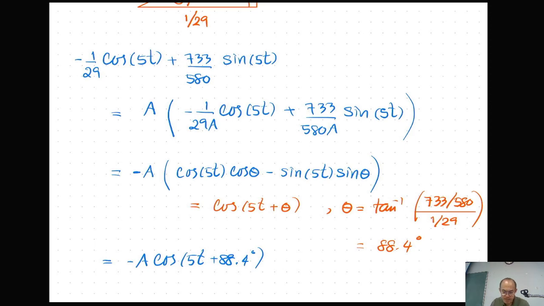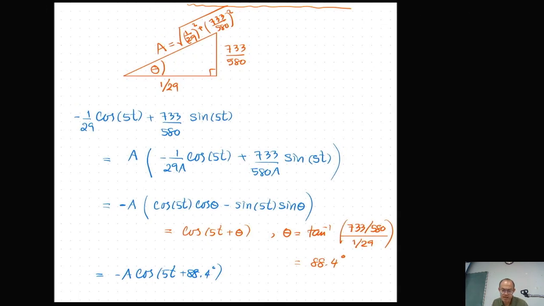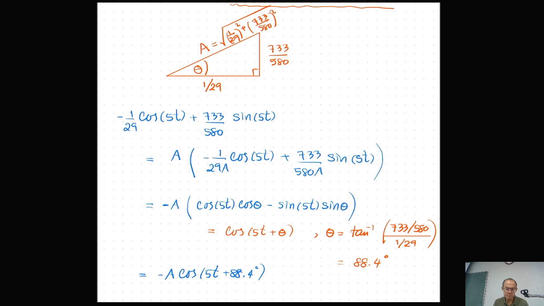Now let's calculate A. 1 over 29 squared plus 733 divided by 580 squared, and then take the square root of it. I have A equal to 1.26.